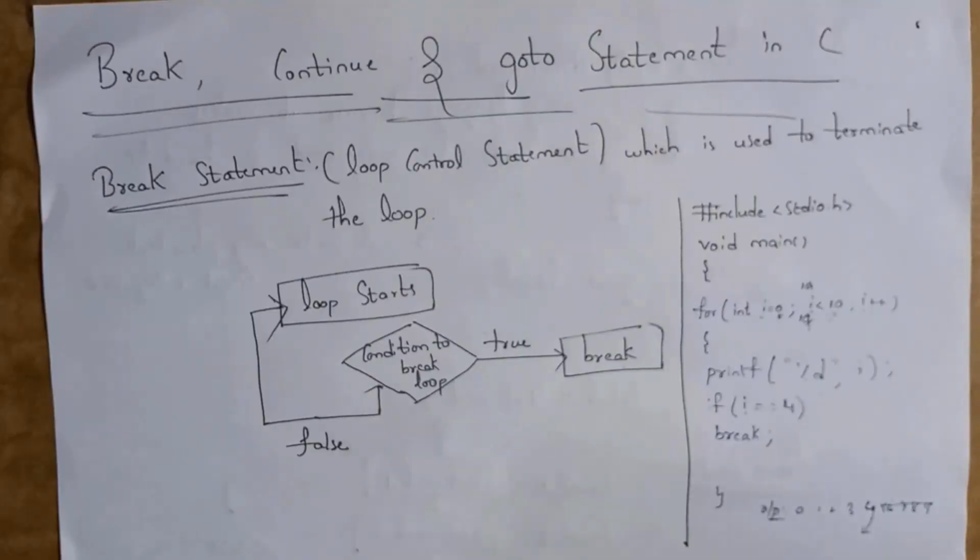Next topic is break, continue and goto statements in C. At first I will explain what a break statement is. This break statement is a loop control statement. That means if you want to break any loop, you need to use this break statement. I will give an example so that you can clearly understand what this break statement is.